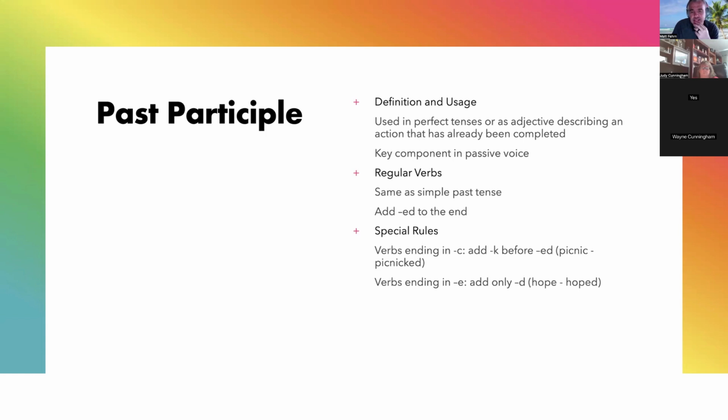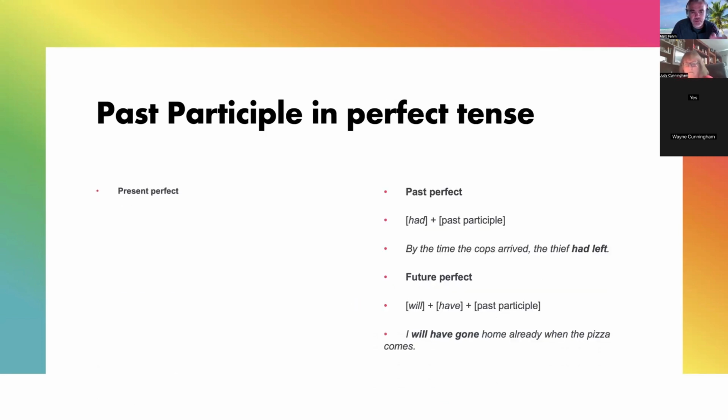For regular verbs, we just add the ed to the end. Again, we have special rules on how you spell it for irregular verbs, but we'll go through some examples here. So present perfect is has, have plus past participle. They have practiced for this moment their whole life. Past perfect is had plus past participle. By the time the cops arrived, the thief had left. And then future perfect is will have plus past participle. I will have gone home when the pizza comes.